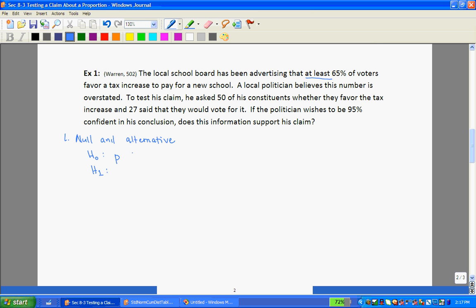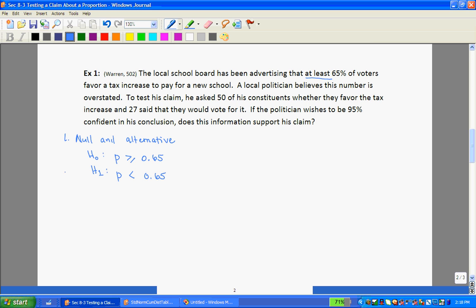The way we would express that is to say that p is greater than or equal to 0.65, which means the alternative has to be the opposite of that, which is p less than 0.65. So that's what the politician probably believes, that since he said that number is overstated, he thinks that there is a smaller percentage of voters that will vote for this new tax increase.